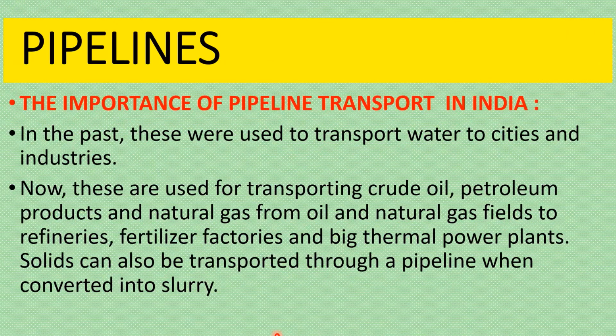The next is the pipelines. The importance of pipeline transport in India. In the past, they were used to transport water to cities and industries. Now, these are used for transporting crude oil, petroleum products, and natural gas from oil and natural gas fields to the refineries, fertilizer factories, and big thermal power plants. Solids can also be transported through a pipeline when converted into slurry.